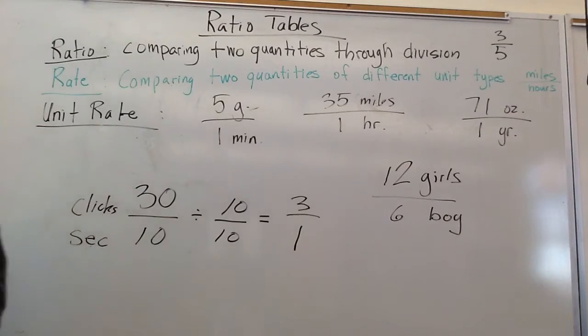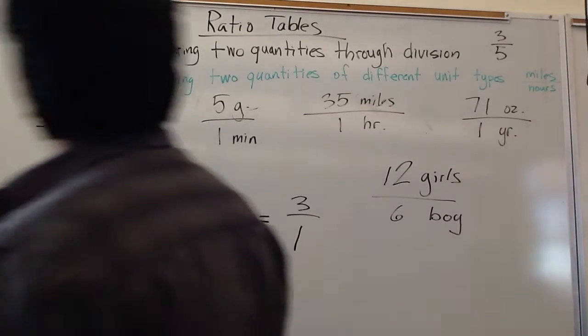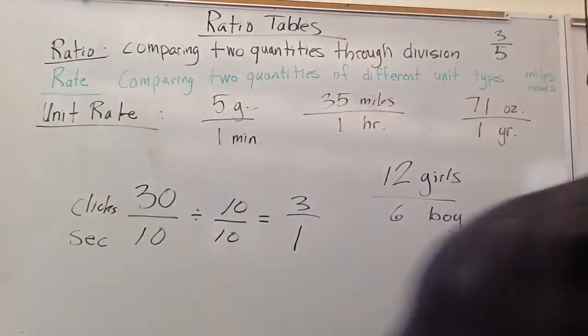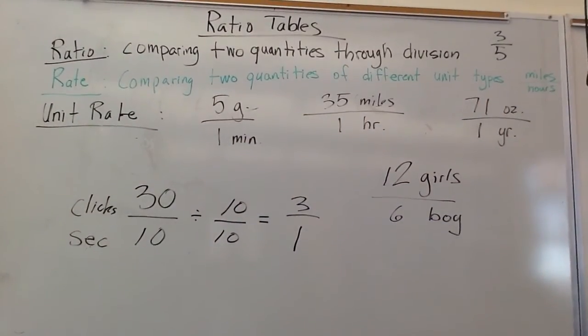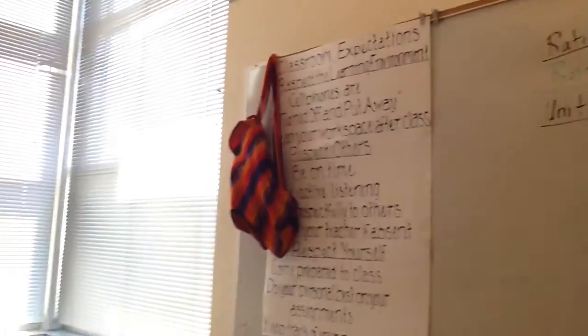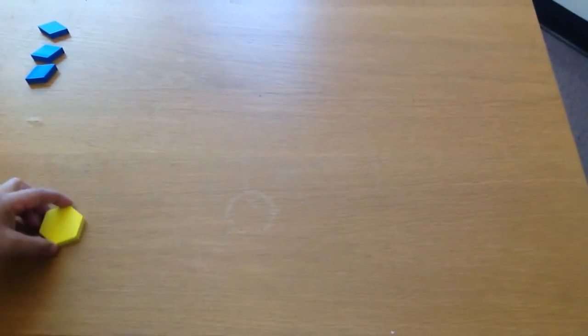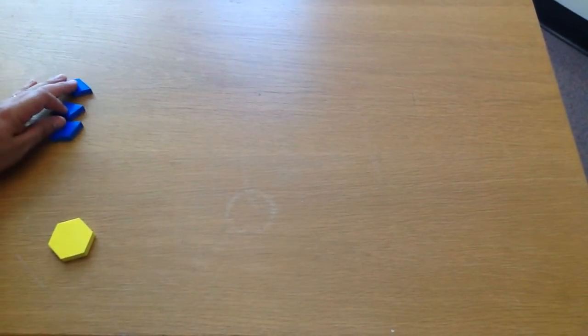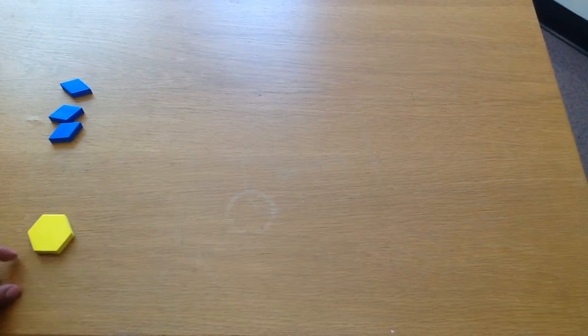That leads us into our lesson on ratio tables. But before I do that, I want to show you something here. Let's see if I can do this without making you sick. Here on the table, I'm going to build a ratio. So I'm going to be comparing two things. Here we have, for every 3 blue rhombuses, is that a hexagon? How about 3 blues to 1 yellow?